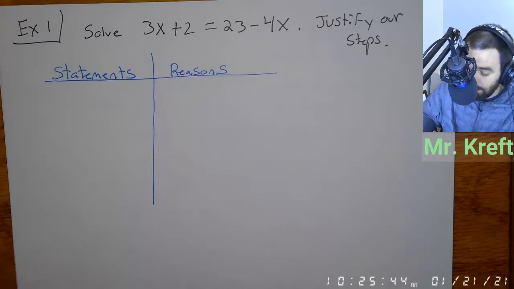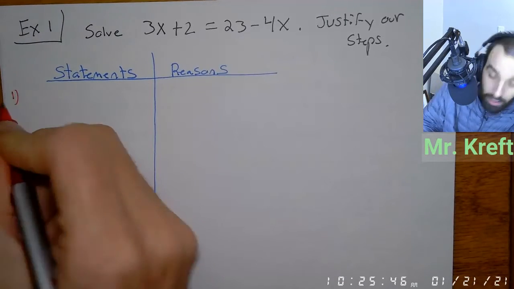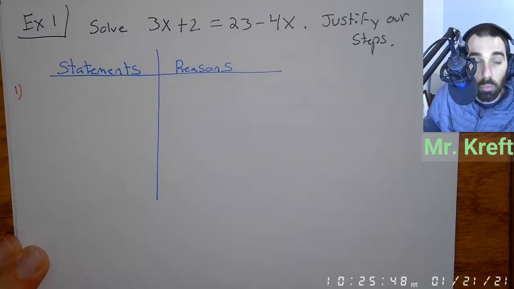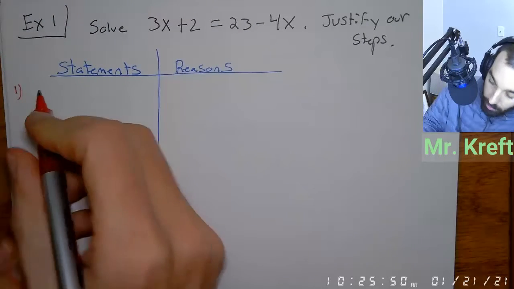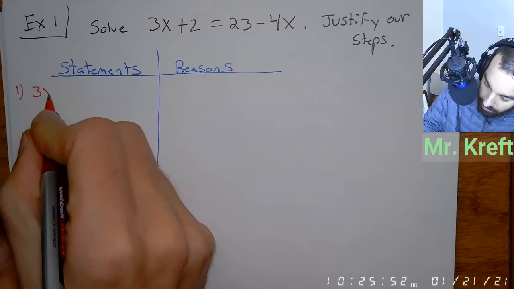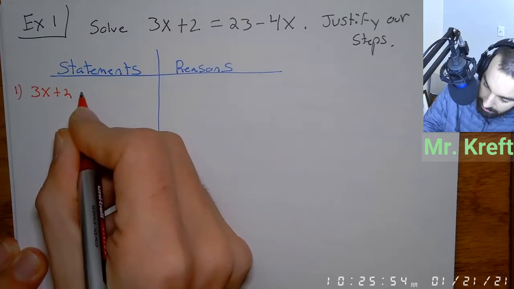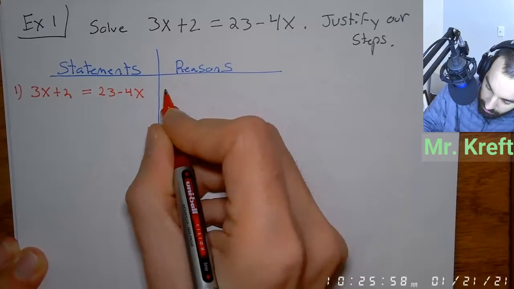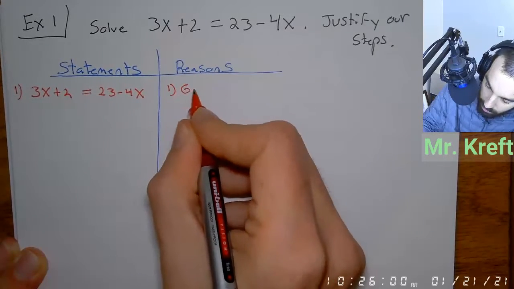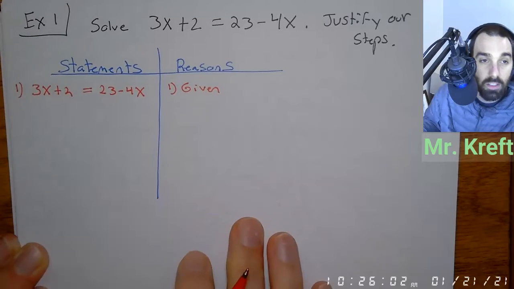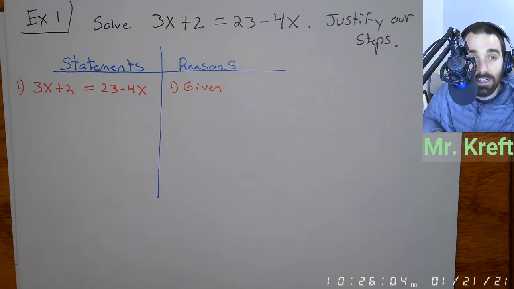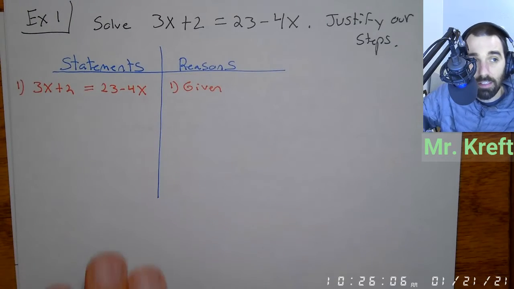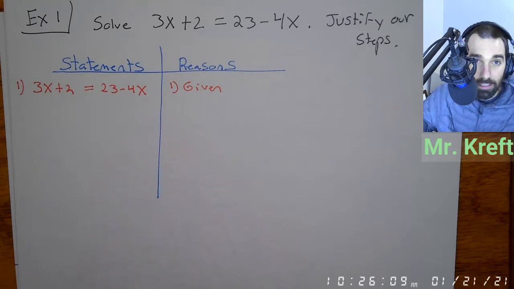The first thing we always do, and you should label your steps so the work is easy to read, is start with your given. This problem was just given to us, like Kreft gave it to us. So why do we start there? It was given. You're always going to start with at least one given. Our given is the equation.